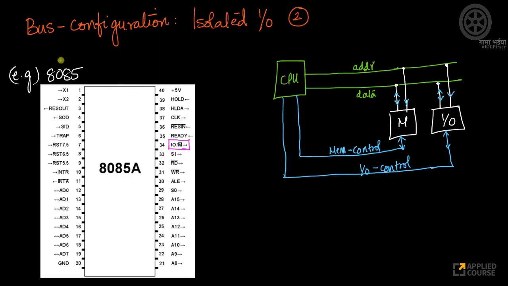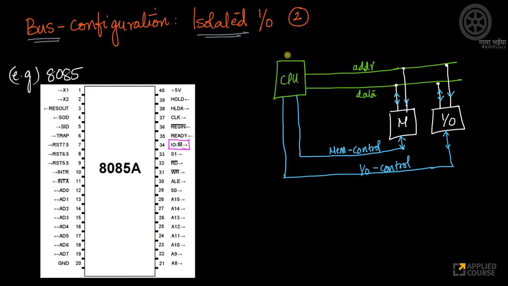Okay. So the second bus configuration is called isolated IO. It's a very simple concept actually. First, let's understand the concept with this block diagram. Then we'll see how it can be implemented in an 8085 processor. Two parts. The first part here is this. Look at this. This is my CPU. In my isolated IO, what I'll do is this. It's a very simple concept.